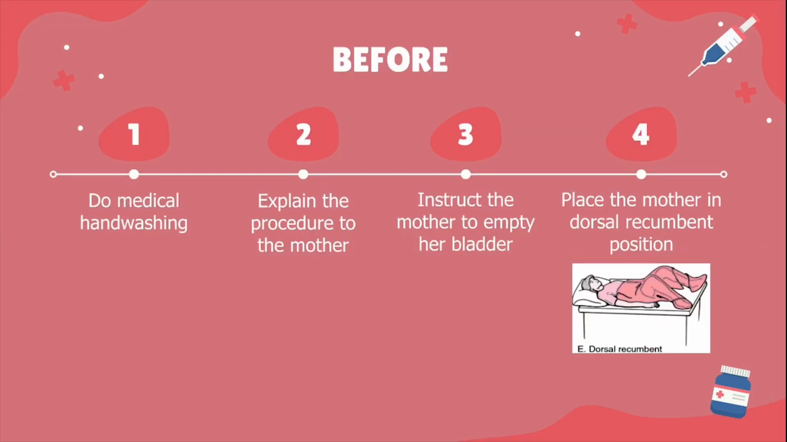Starting with the before, first thing is to always do medical hand washing. As we all know, hand washing is one of the simplest and best ways in preventing the spread of bacteria and viruses. In doing medical hand washing, it reduces the risk of transmitting infections or any harmful substance to the patient or the mother. Second is to explain the procedure to the mother to reduce anxiety and answer any questions that she may have.